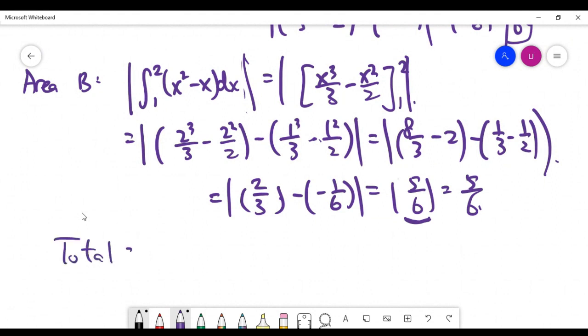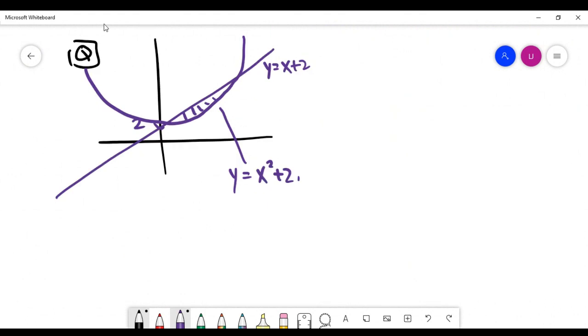So the total area is A plus B. A is 1 over 6, B is 5 over 6. So altogether it is 1, right? That's the answer to this problem. So let's look at the current problem. I give you the shaded part already.